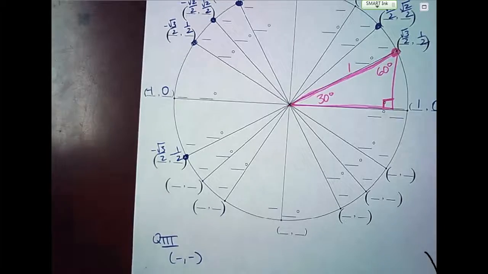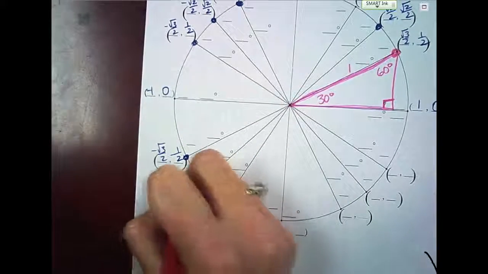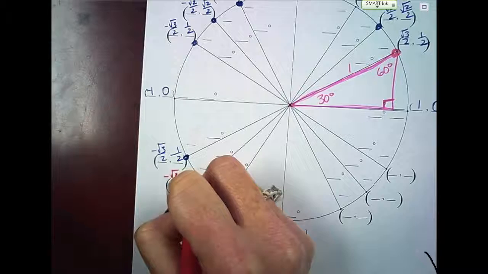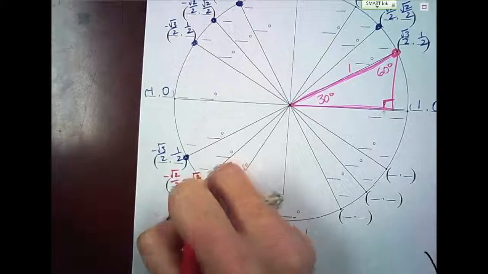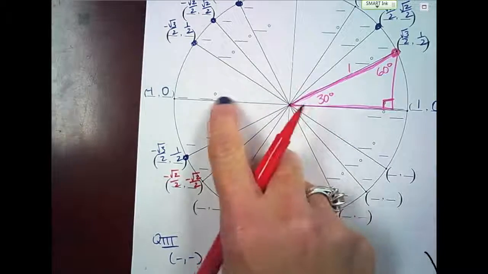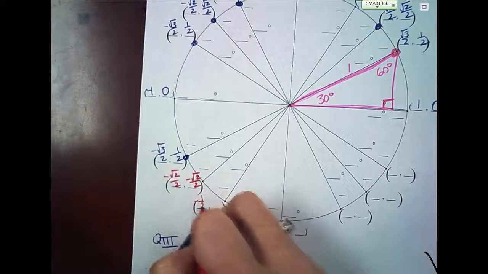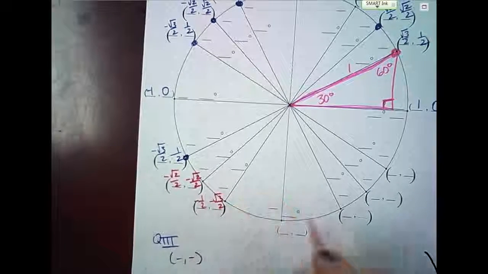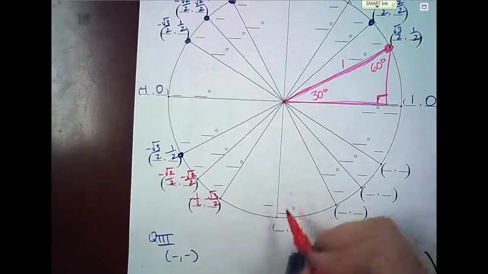Okay, I'm going to give you 2 minutes to try to fill in the rest. See how you can do. Okay, let's check these because I don't want them to be wrong. The middle is negative root 2 over 2, negative root 2 over 2. What's this one going to be? Negative 1/2, negative root 3 over 2. Down here, 0, negative 1.